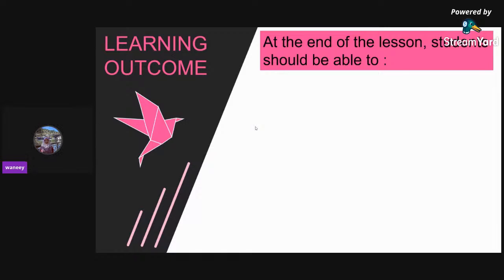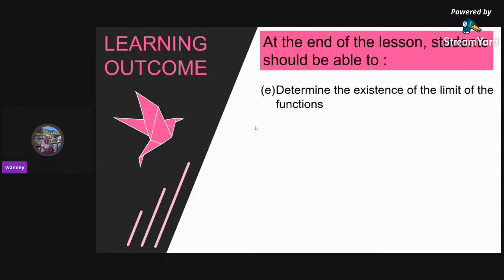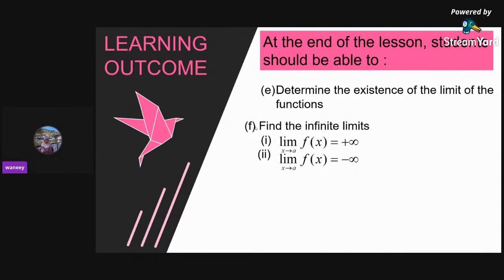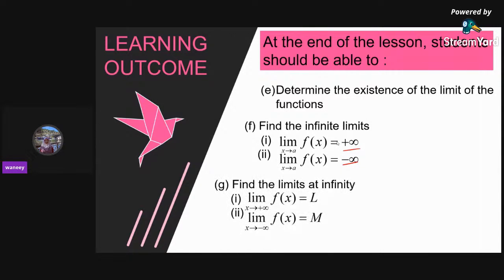The learning outcome for today is that at the end of the lesson, you should be able to determine the existence of the limit of the function and then find the infinite limit. So the limit for x approaching a for f(x), either we get a positive infinity or a negative infinity. I'm going to teach you how we can get positive or negative, and then find the limit at infinity, so basically for x approaching positive infinity and x approaching negative infinity.